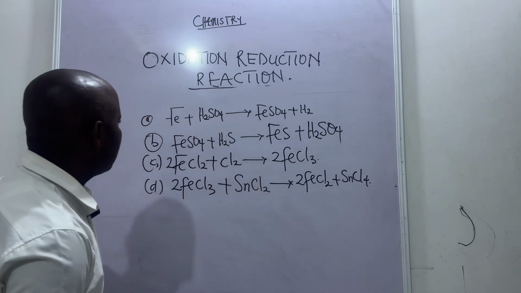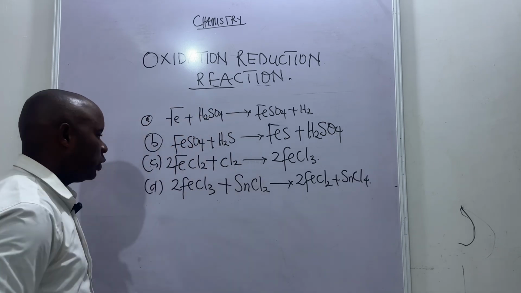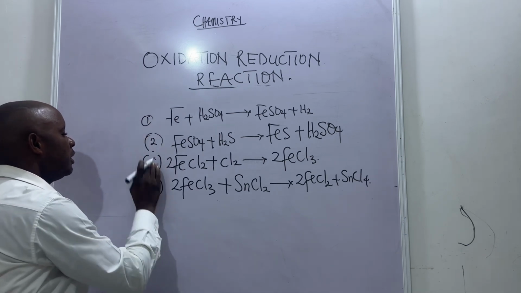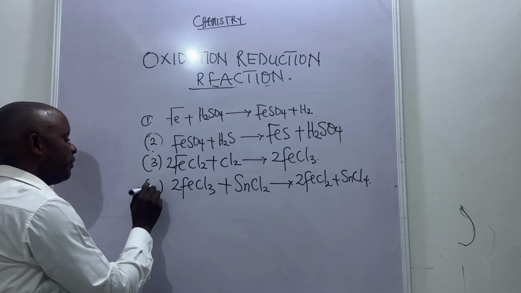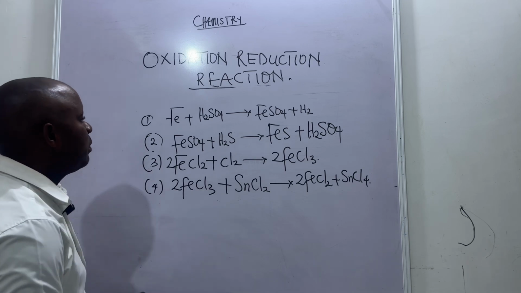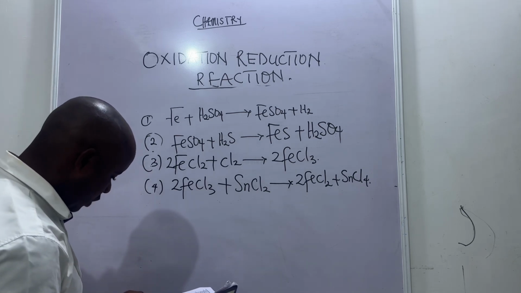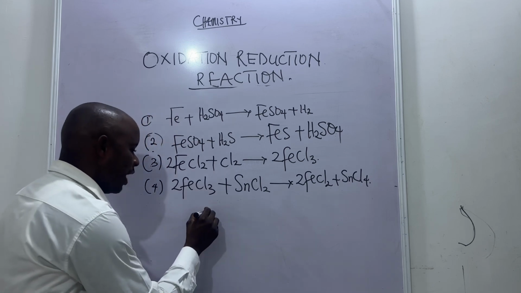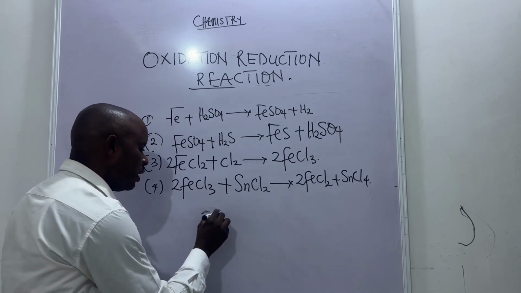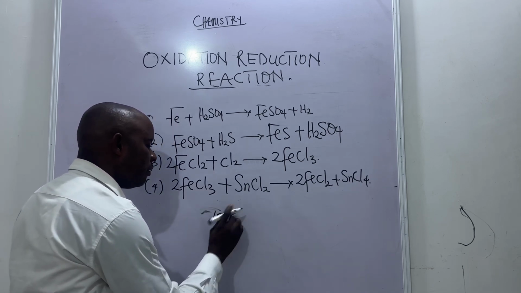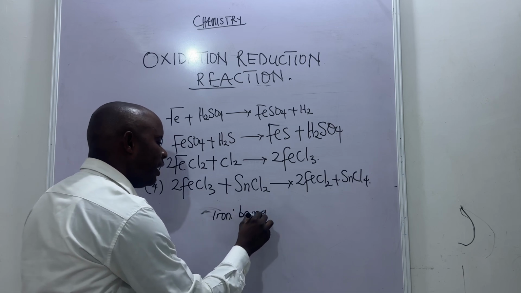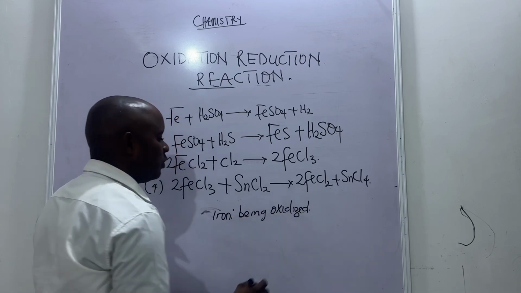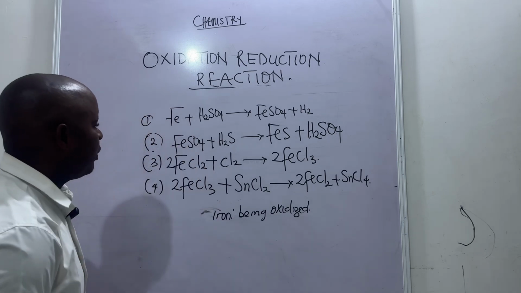Okay, so let's take these to be number 1, 2, 3, 4. Which of them? The question goes this way: in which of the following processes is iron being oxidized? Iron being oxidized. So they want to know in which of them iron is being oxidized.